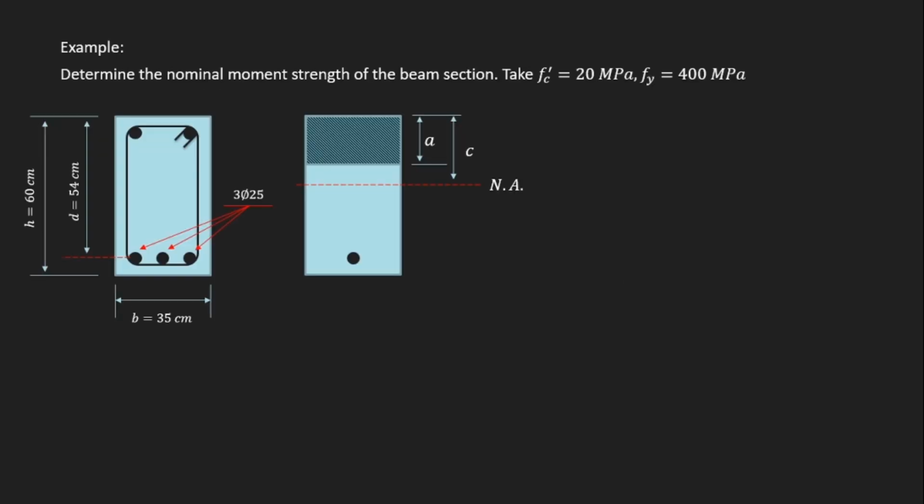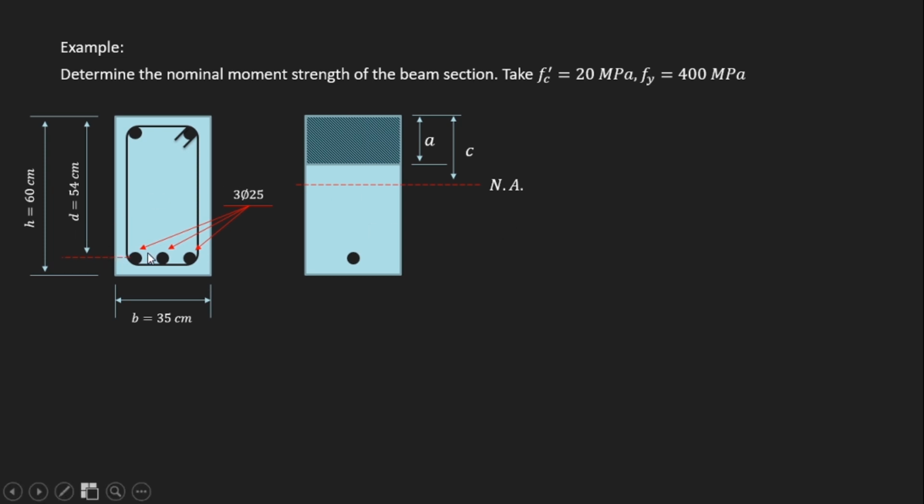So, for example, guys, basahin ko muna yung problem. Determine the nominal moment strength of the beam section. So, take fc prime is equal to 20 megapascal and yung fy is equal to 400 megapascal. So, in the figure, meron tayong dimension of the beam na meron siyang height na 60 centimeters or that is 600 millimeters. Meron siyang effective depth na 54 centimeters or that is equal to 540 millimeters. So, yung designation natin for effective depth, that is d.